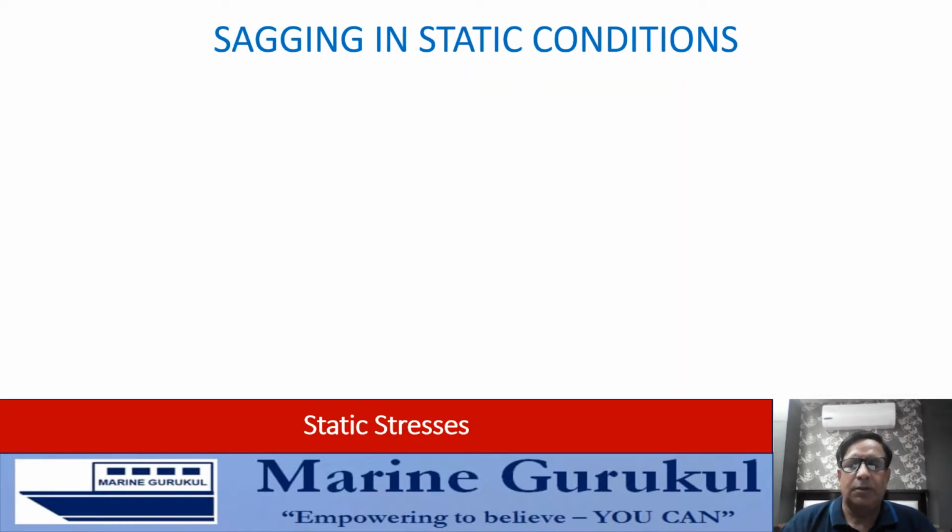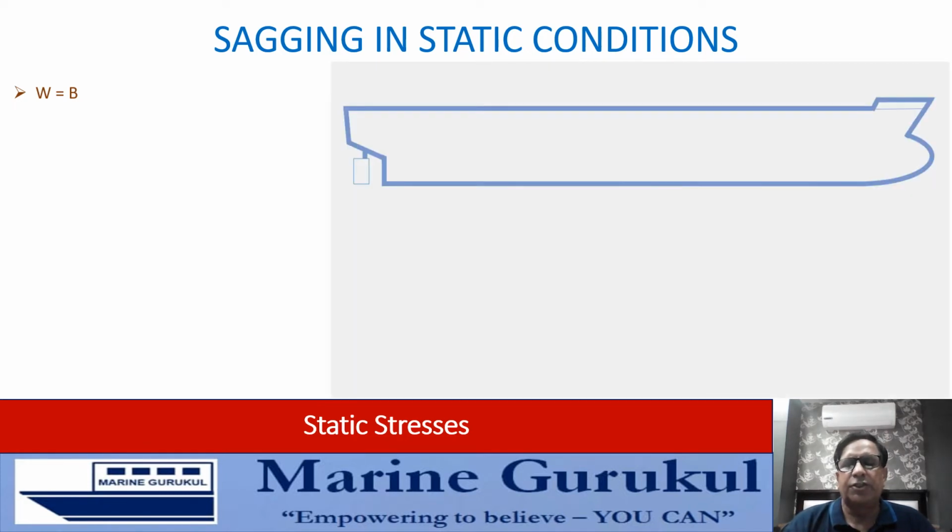Having understood the hogging condition, we will now move on to a condition which results in sagging of the vessel. We have the same situation where weight is of course going to be equal to buoyancy. We have the ship with its waterline being shown in the diagram. We divide the ship as earlier in the previous case into three portions: forward, midships and after region.